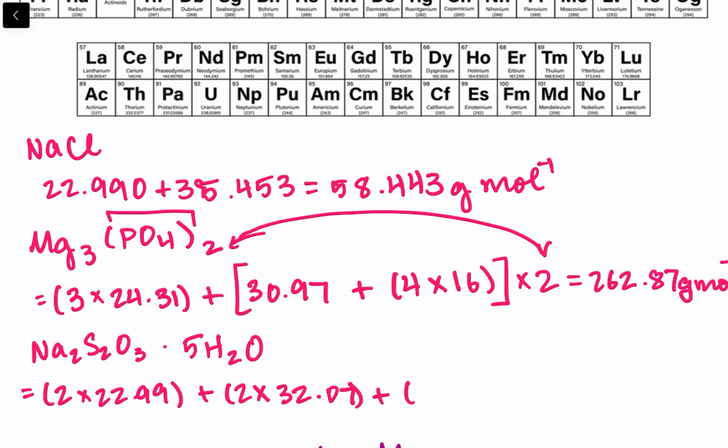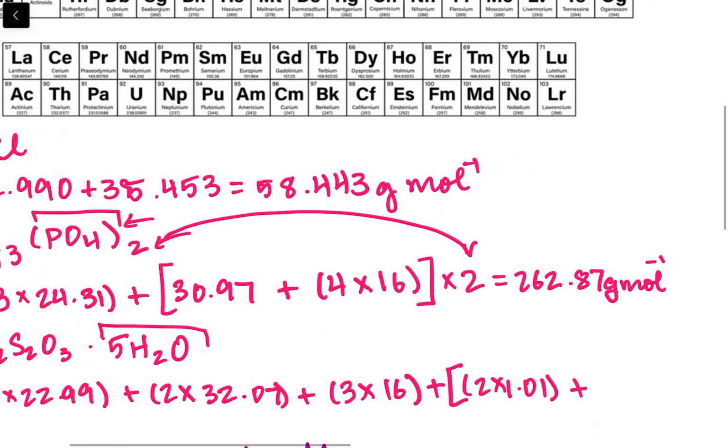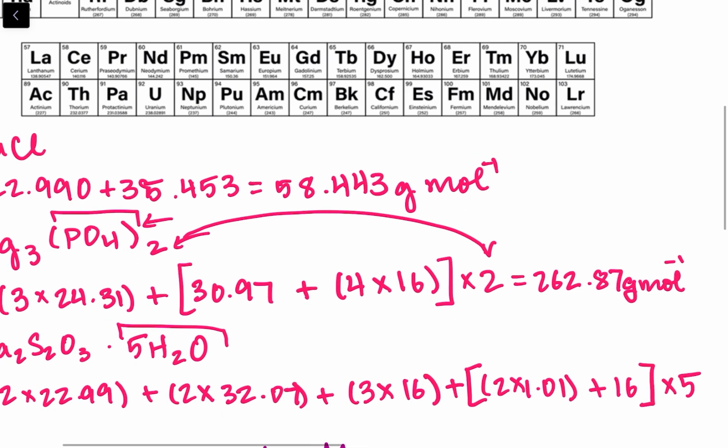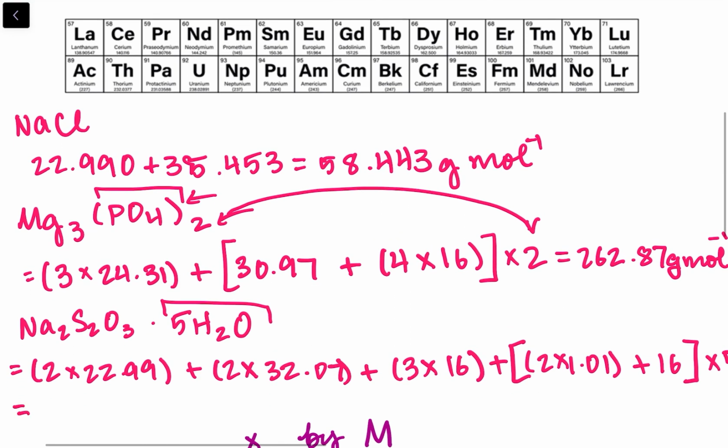32.07 plus 3 times 16, once again 16 is oxygen, plus big parentheses because now we are computing the water portion of the molecule, just like we did with the polyatomic ion up here. So we put brackets, and then we do hydrogen, and then oxygen, and you multiply that by 5. At the end, the molar mass should equal 248 grams per mole.